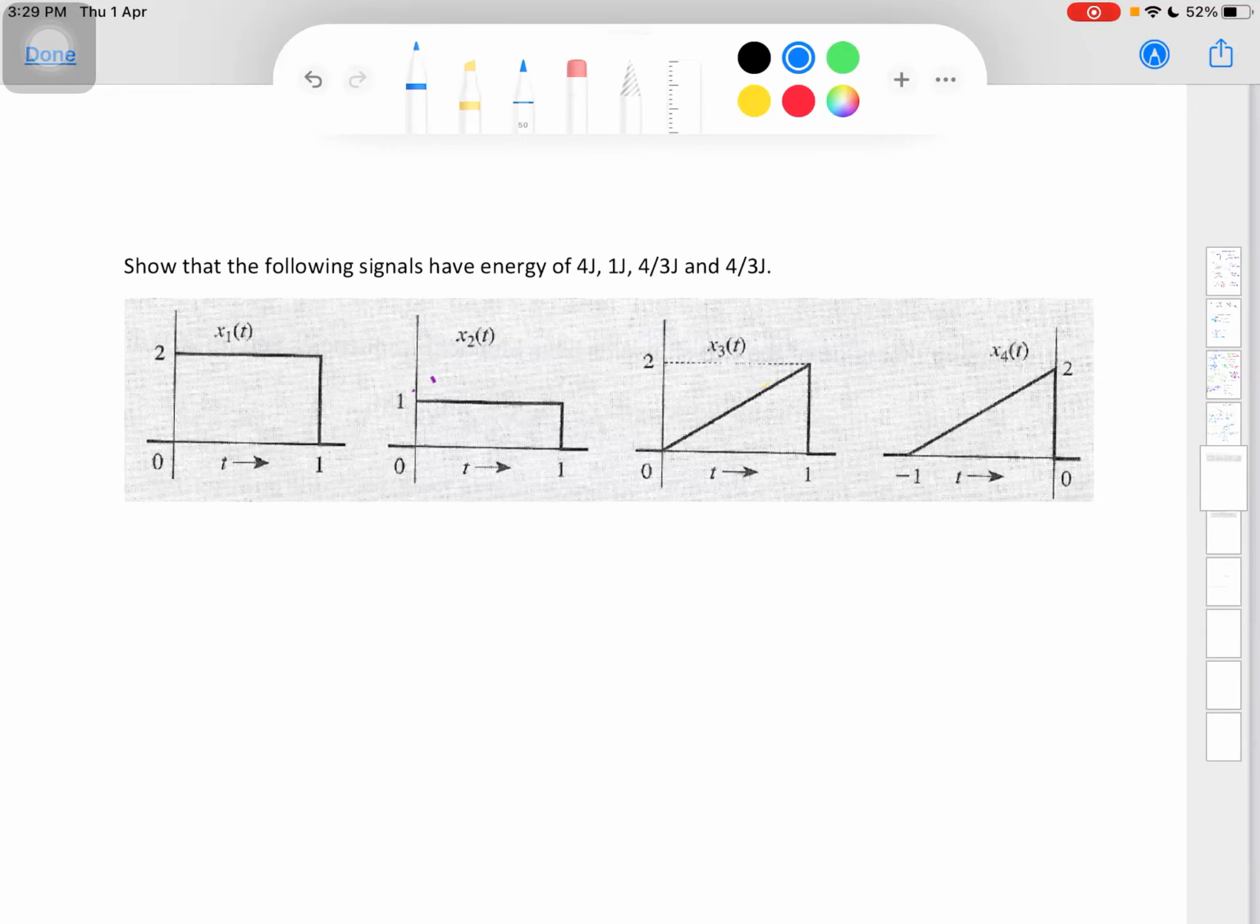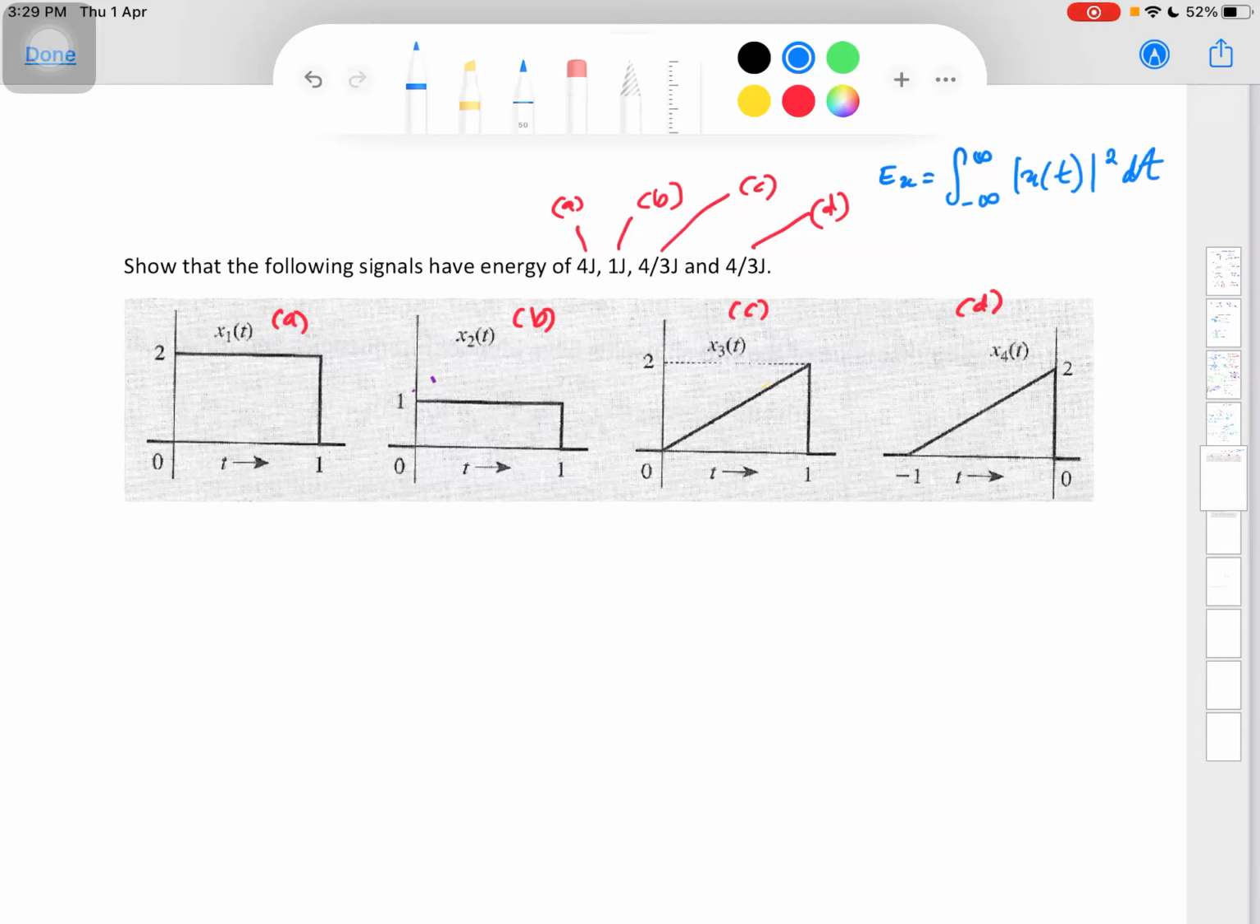Okay, and right, in the next question, we are given 4 different signals. Okay, so let me just call this signal A, signal B, C, and D. Okay, so the question asks us to show that the following signals have energy of 4J for signal A, 1J for signal B, 4 over 3J for signal C, and 4 over 3J as well for signal D. Right, and we know that the equation for energy is the integration from minus infinity to infinity, whatever the limit of that signal, of the equation of the signal squared dt.